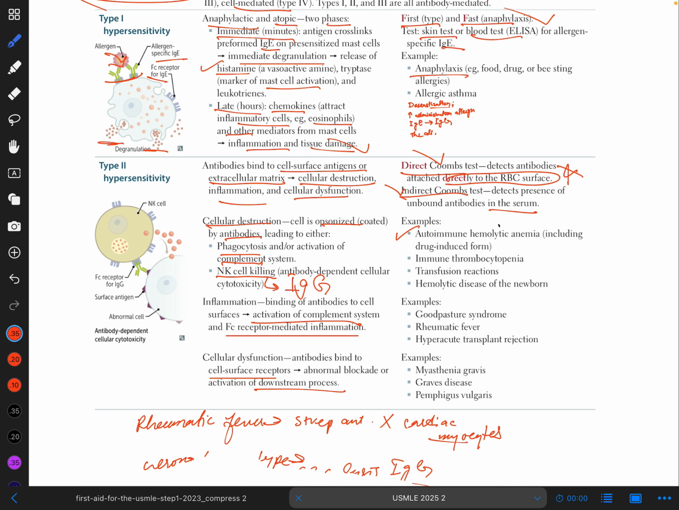The examples already done include autoimmune hemolytic anemia, mostly drug-induced with methyldopa and penicillin, immune thrombocytopenia, transfusion reactions, and hemolytic disease of the newborn. Some examples also include Goodpasture syndrome, with nephritic syndrome, pulmonary hemorrhage, and type 4 collagen antibodies; rheumatic fever, with strep antibodies cross-reacting with cardiac myocytes; and hyperacute transplant rejection. Other type 2 hypersensitivity examples are myasthenia gravis, with antibodies against acetylcholine receptor, Graves' disease, and pemphigus vulgaris, in which there are antibodies against desmosomes in the epidermis.